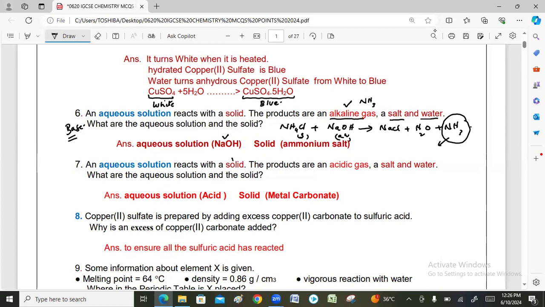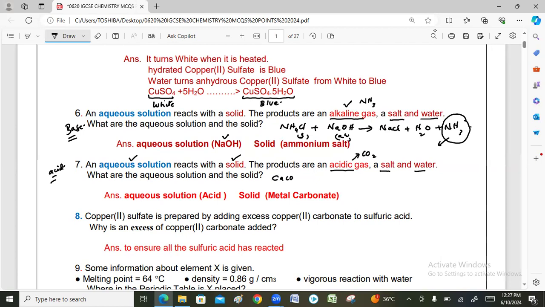So you have to identify the solid and the aqueous solution in which the products are acidic gas, salt, and water. So this is the property of acid, that the solid must be the carbonate. It must be the metal carbonate, and metal carbonate reacts with the aqueous solution of acid to form salt, water, and carbon dioxide. So the acidic gas is carbon dioxide.